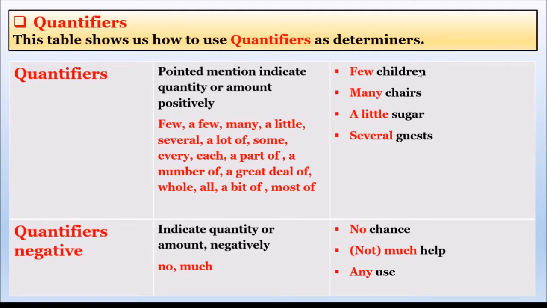Few children, many chairs, a little sugar, several guests, all these are talking about the amount and quantity. Negative things are no chance, not much help, and any use. Hope you all understood, right, children, about all these things. And there are some commonly discussed issues also related to quantifiers that precede nouns.